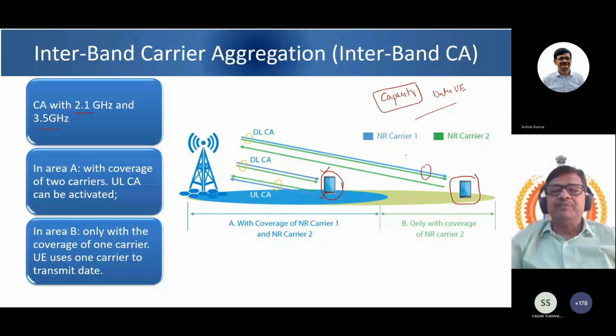So that means if my data requirement is more, I should use carrier aggregation. In India, the operators will definitely use carrier aggregation because they have got three bands: 700 megahertz, 3.5 gigahertz and 26 gigahertz. So they will definitely make use of this, and these are the advantages which will accrue.